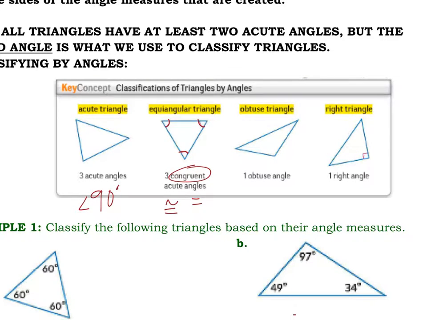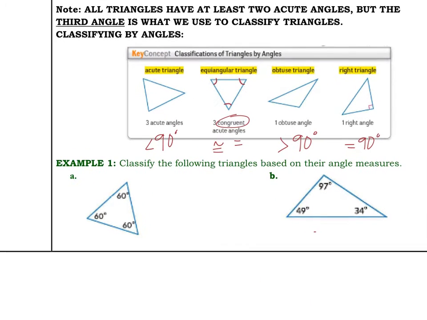We have an obtuse triangle, which has 1 obtuse angle. So what is obtuse? It's greater than 90. And then right triangle, which, how many degrees is a right angle? 90. So equal to 90 degrees. So again, stuff that we know pretty readily. So we're just going to classify triangles based on what those angle measures are.